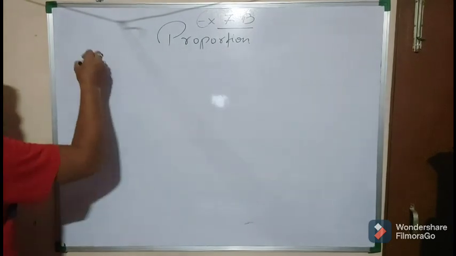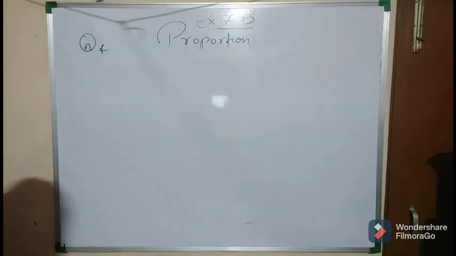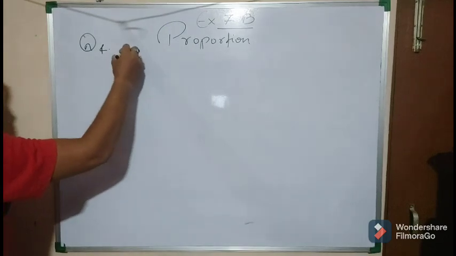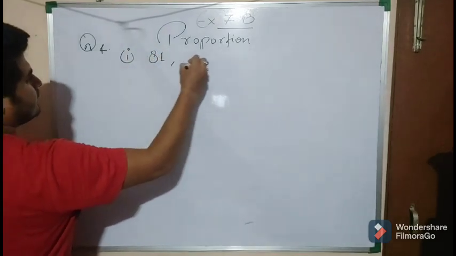Let us see question number 4. Question number 4 is saying find the mean proportional between 81 and 100.